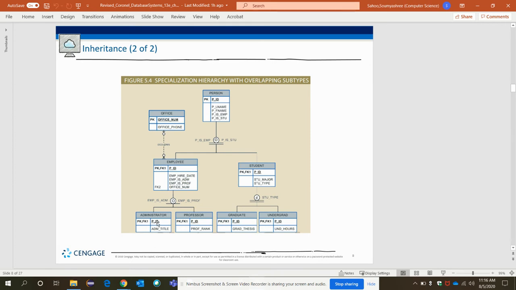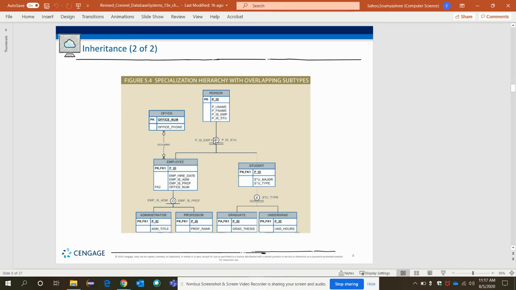And overlapping subtypes, administrator and professor, they may contain non-unique subsets of the supertype entity set, employee. And the same thing goes on for the graduate and undergrad also. So non-overlapping subtypes, graduate and the undergrad, contain unique subtypes of the supertype entity set, student. And this is called disjoint constraint.